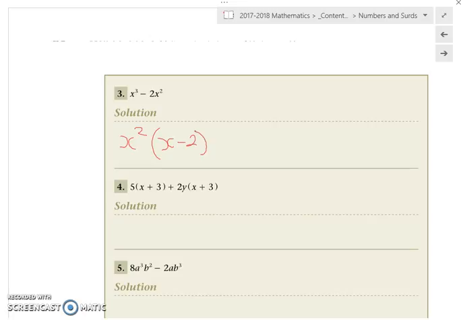Cool. All right, next one. We have some brackets. This is an interesting one. Some of you may recognize it from when we were doing the expansions.